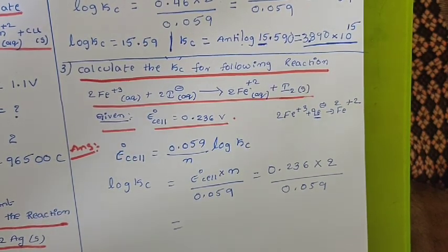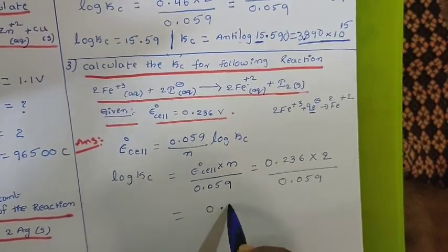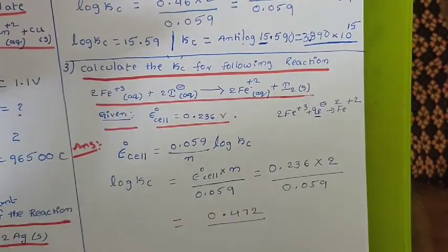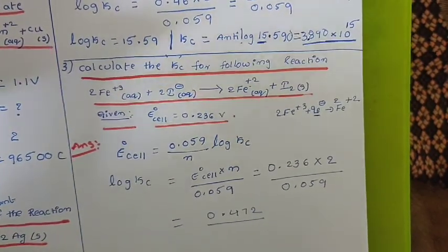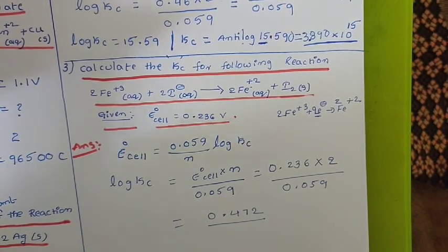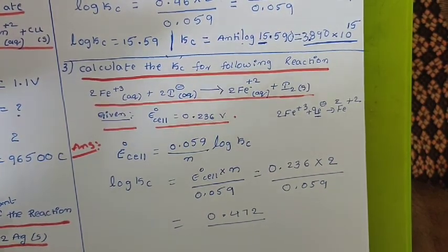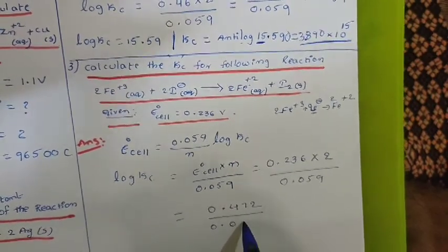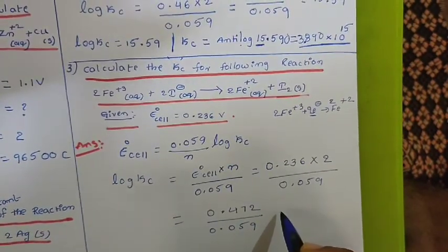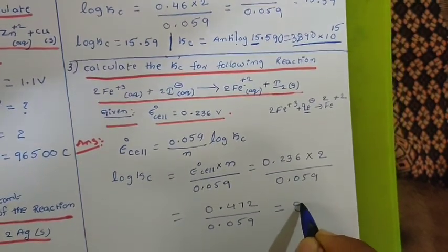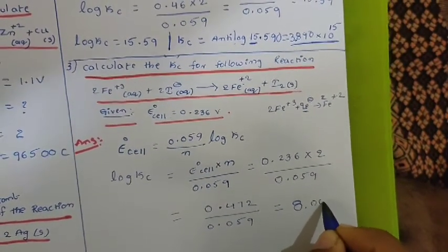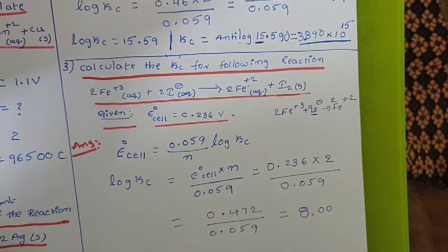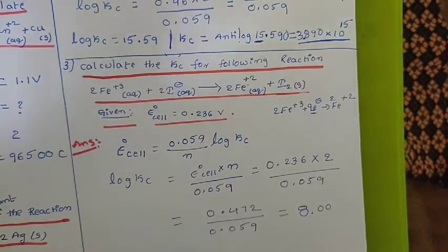After doing multiplication followed by division, 0.236 into 2 is equal to 0.472, divided by 0.059. The value is exactly 8.00. I hope you understand.